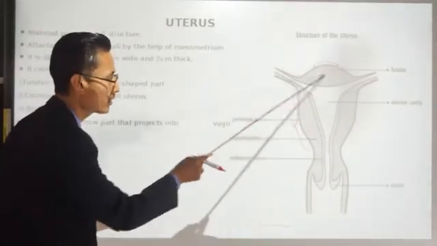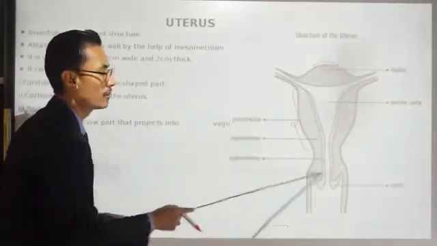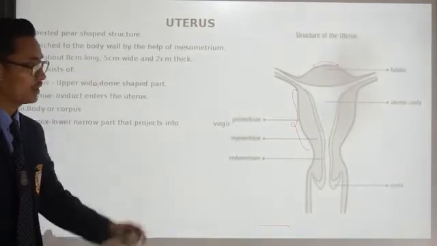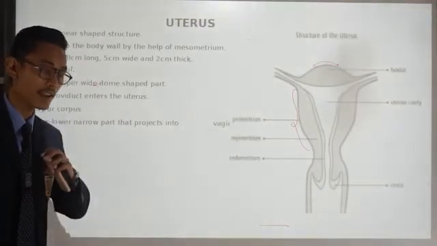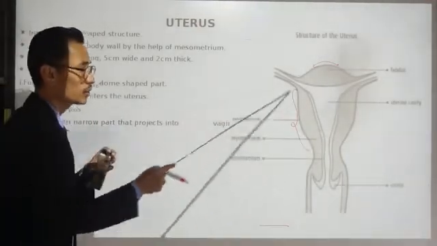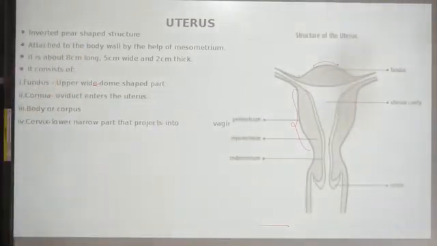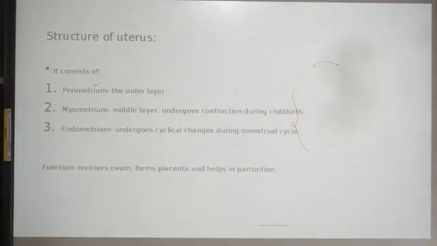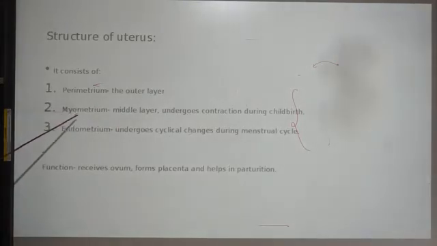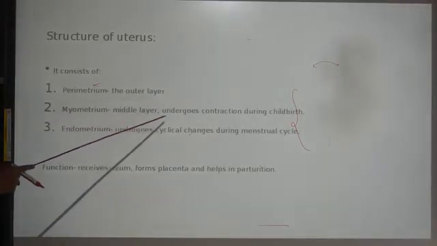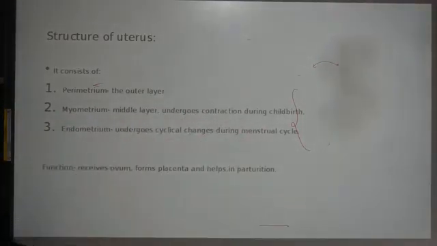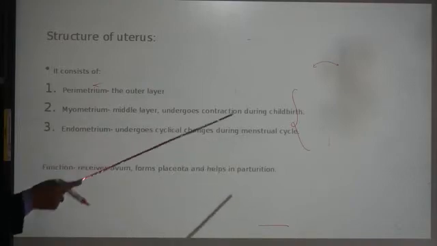Now we will focus on the main body part of the uterus. It is mainly composed of 3 layers of cells. So what are those 3 layers? Look at the next slide, then we come back to the figure. Those 3 layers are the perimetrium, the outer layer; the myometrium, the middle layer, which undergoes contraction during childbirth; and the innermost layer, the endometrium, which undergoes cyclical changes during the menstrual cycle.